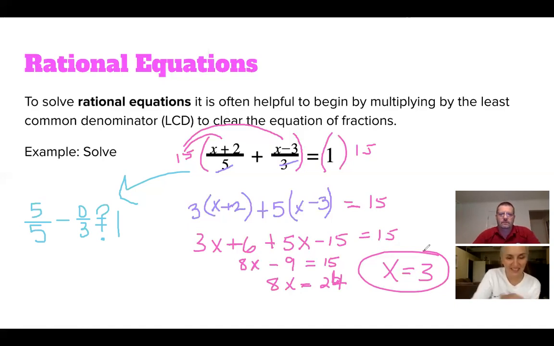What he's telling you right now is that if we were to plug a 3 in, we get 5 over 5 in the first one. We'd get 3 minus 3, or 0, over 3 in the second one, which is perfectly fine. It's just 0. So 5 over 5 is 1, and 1 minus 0 is 1, so that checks out.